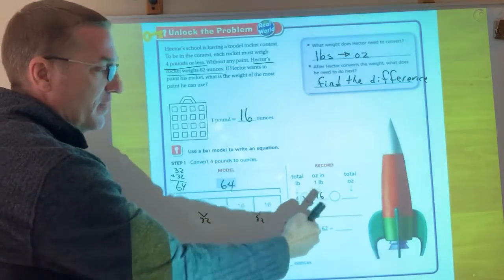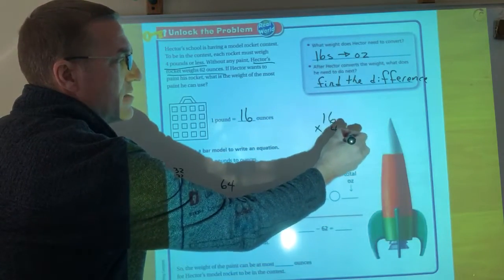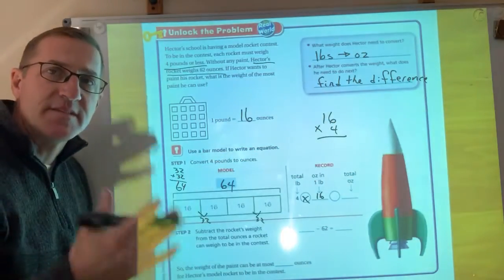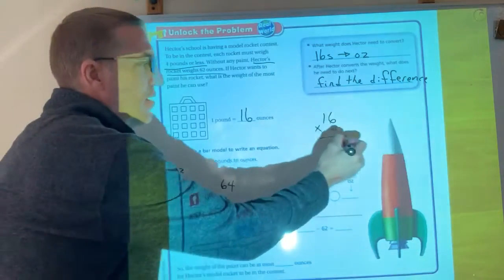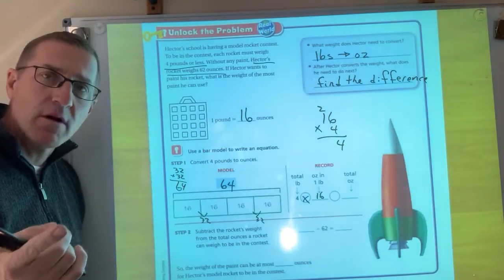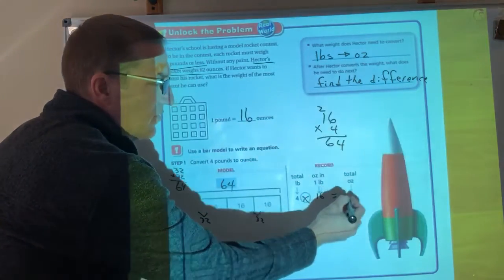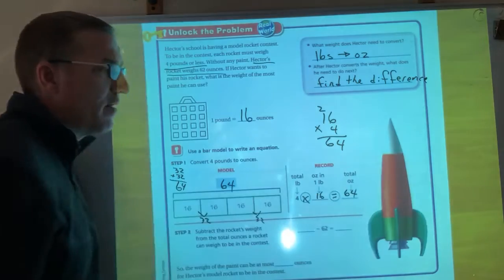For me, I don't like doing it this way, so I'm going to rewrite it. Okay. 4 times 6, 24, got it. 4 times 1, 4 plus the 2, 6. So we got the same number here. This equals 64, all right?